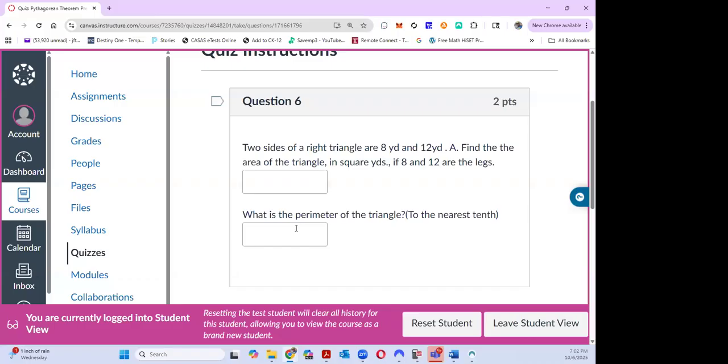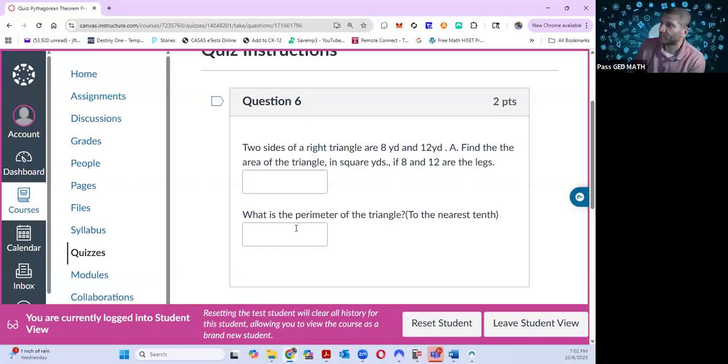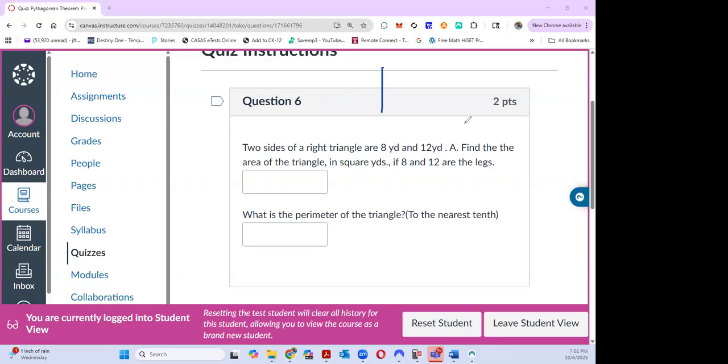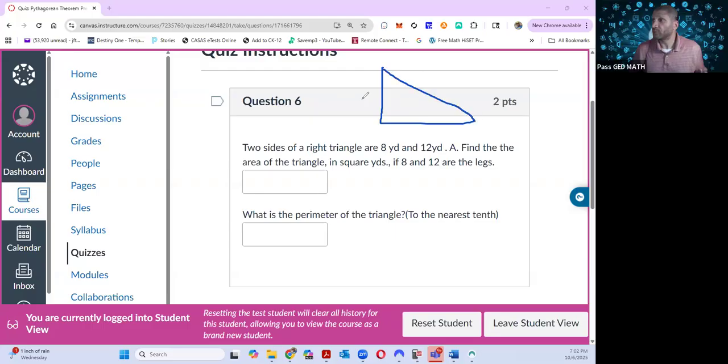Okay. Two sides of a right triangle are 8 and 12. Find the area of the triangle in square yards if 8 and 12 are the legs. What is the perimeter of the triangle? Now, they didn't ask for Pythagorean theorem, did they? They first asked for the area, right? So that's given. Everybody understand that?